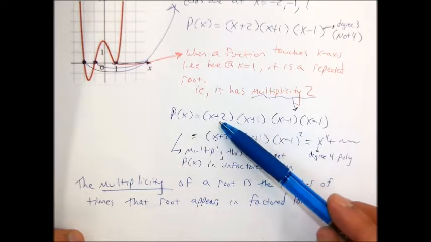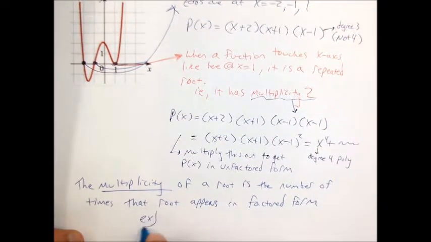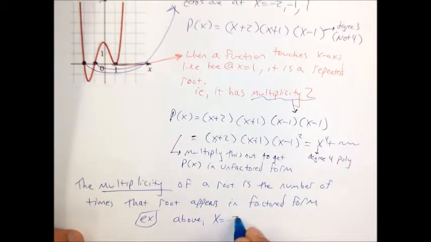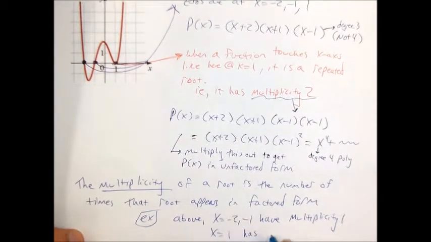And then x equals negative 2 and negative 1 both have multiplicity 1. So I'll just write that down. So for example, above, x equals minus 2 and minus 1 have multiplicity 1. And x equals 1 has multiplicity 2.